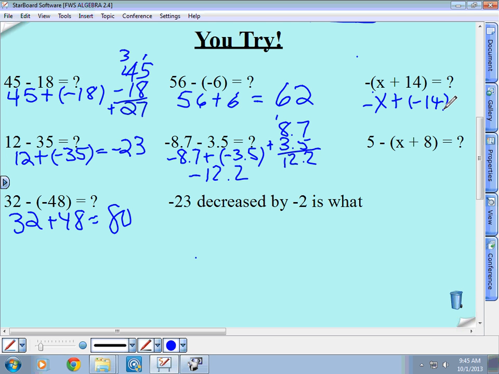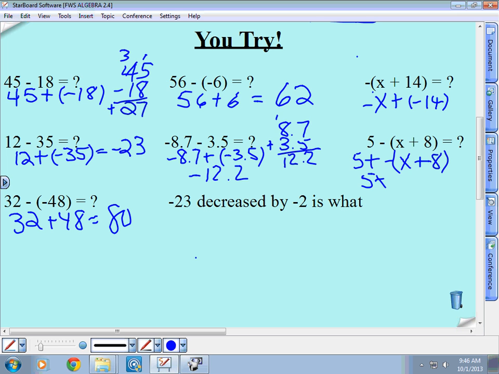5 minus the quantity x plus 8. So what's the first thing I'll do with that? Well, okay, let's start with, you have a subtraction. So let's rewrite this into an addition problem, okay? So 5 plus negative, the quantity x plus 8, in parentheses. So then you're going to do the opposite, the same as he did up there. So what are you going to get for that?